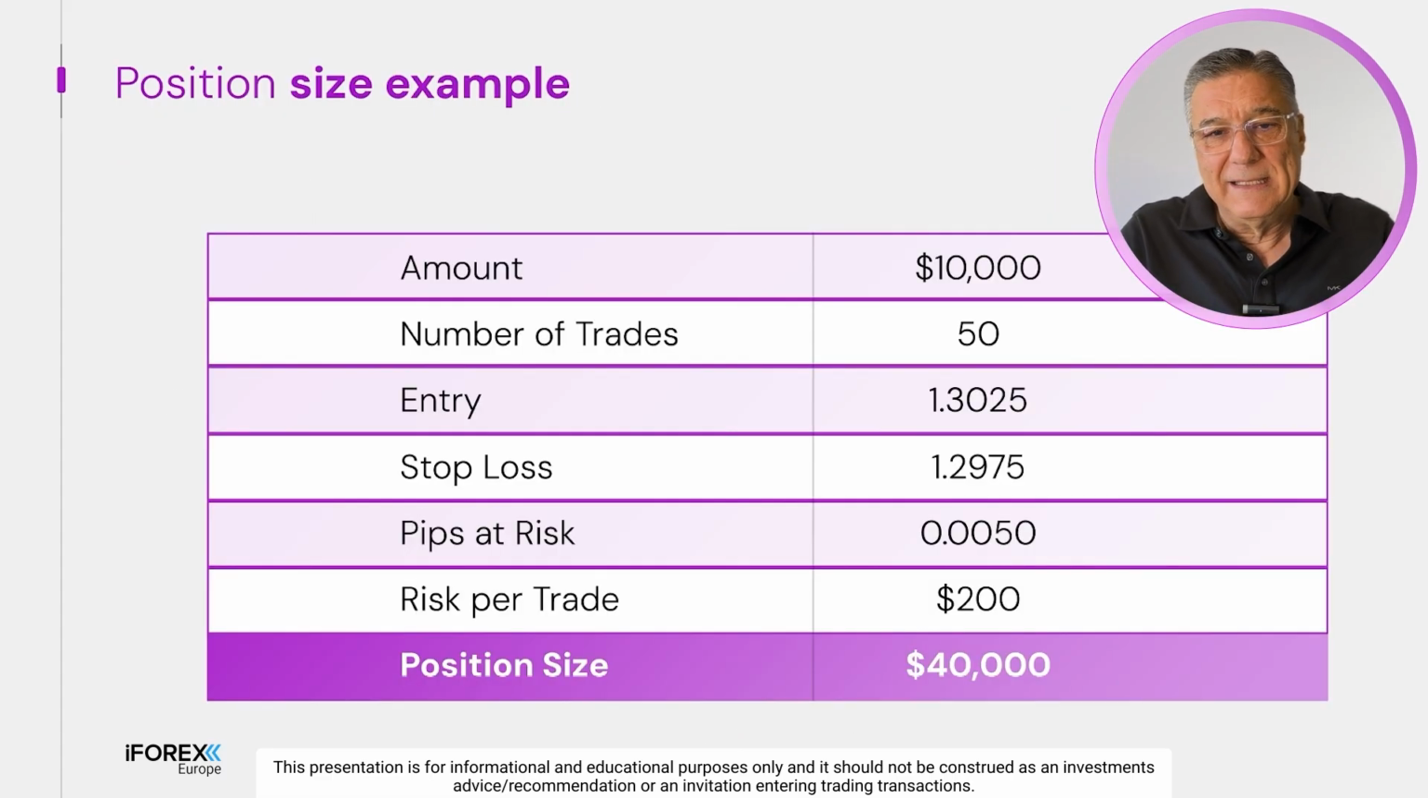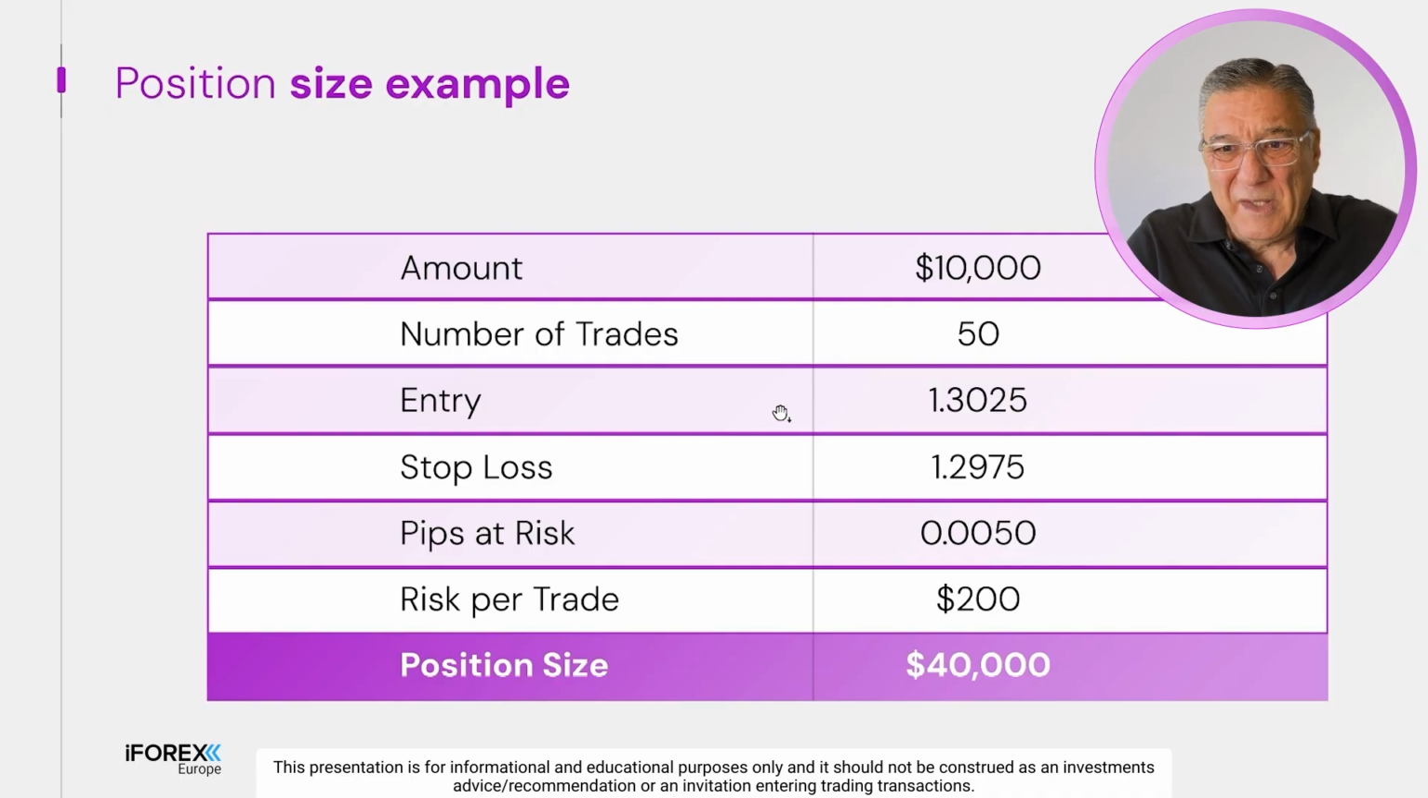Let's do this example. Say I decided and I deposited in my account $10,000. Now, the question is how many trades you want to make with this amount. Say 50 trades, right? If I divide $10,000 by 50 trades, then it boils down that I'm going to risk $200 per trade. That is 200 times 50 is $10,000, right? This is the algebra here.